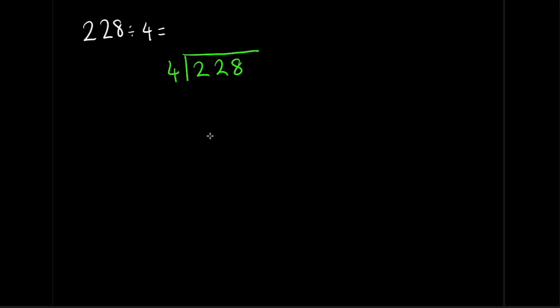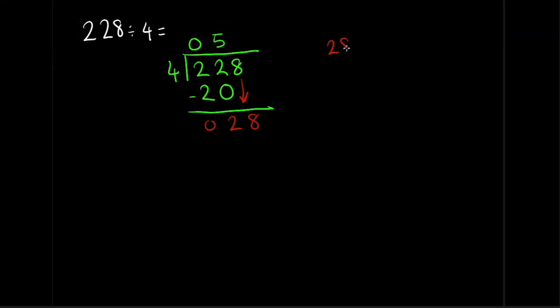So, how many times does 4 go into 2? Well, 4 is bigger than 2, so it can't. That's 0. How many times does 4 go into 22? 5. So what's 4 times 5? 20. So we're minusing from these two. 22 minus 20 equals 2. And we drop the 8 down.